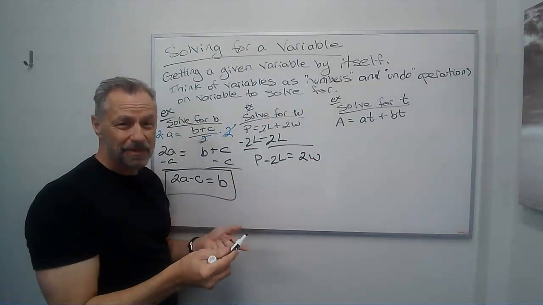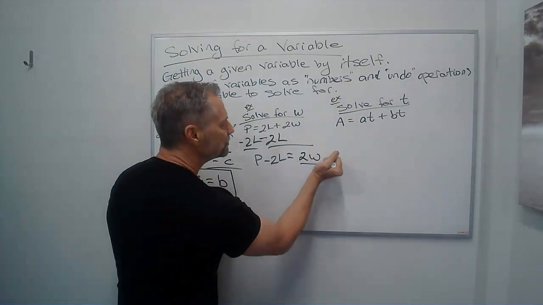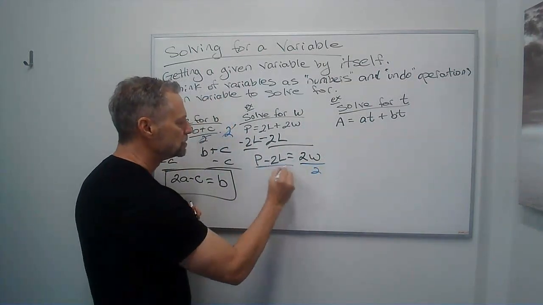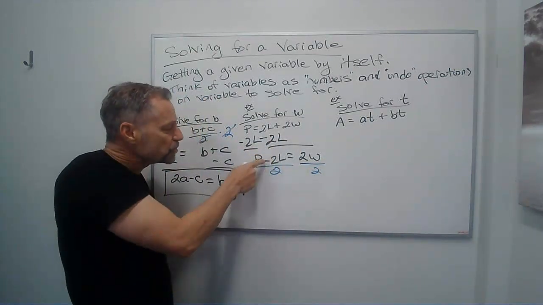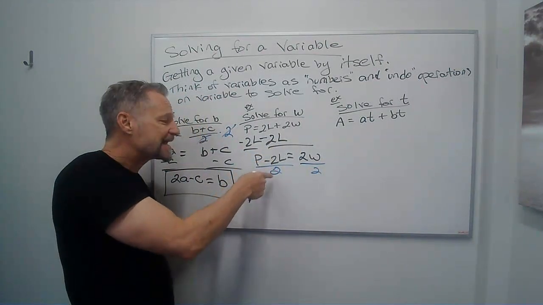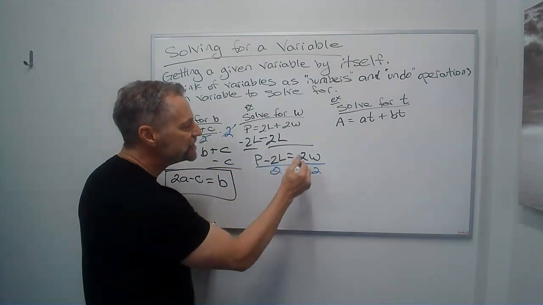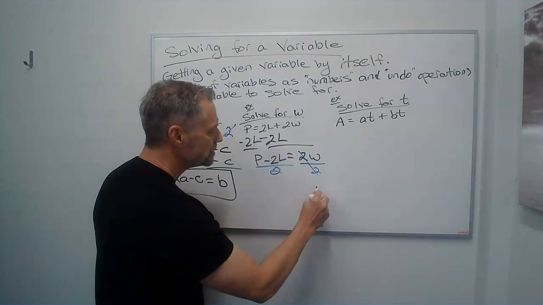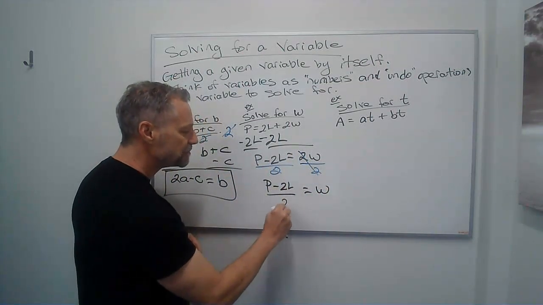And now I want to get rid of that 2. Well, it's being multiplied, so the opposite is division. So I'll divide both sides by 2. Now notice, these 2's can't cancel because this is a term. If I have addition or subtraction, I can't cancel the 2's unless I cancel the 2 out of here also. So this 2 cancels, I just get the W. And I get W equals P minus 2L divided by 2.